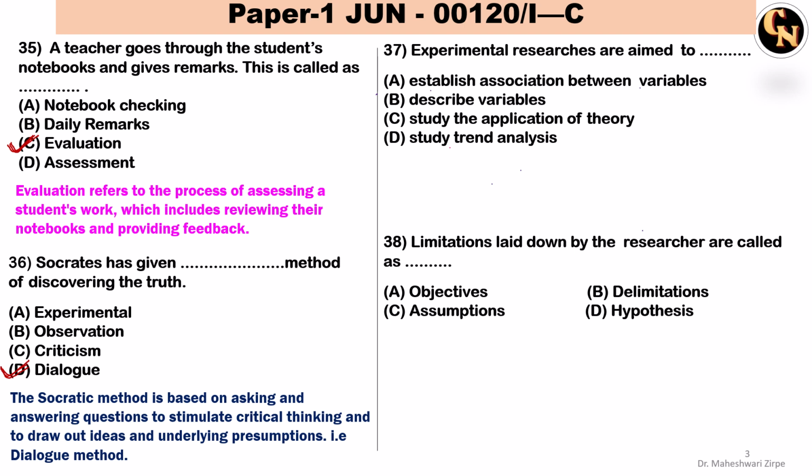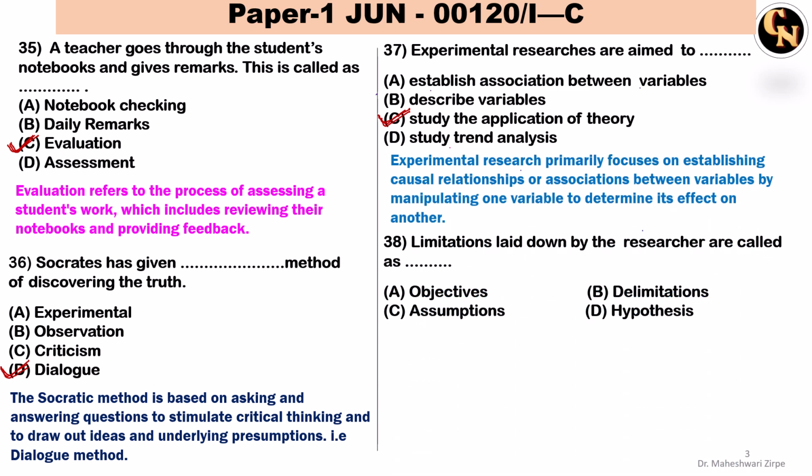Next is, experimental researches are aimed to dash. Experimental researches are basically aimed to study the application of the theory. We do experiments or research to study the applications of the theory. So option C is the correct option. Experimental research primarily focuses on establishing the cause-and-effect relationship or association between variables by manipulating one variable to determine its effect on the other. So basically we are trying to find out the application of the theory.